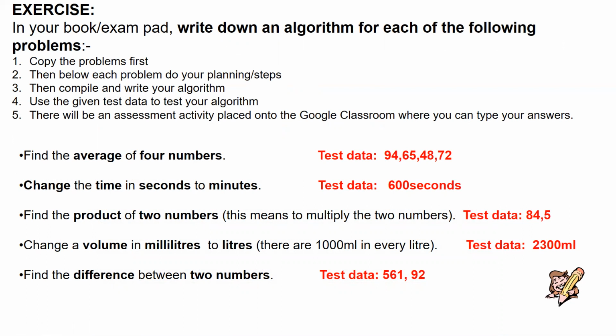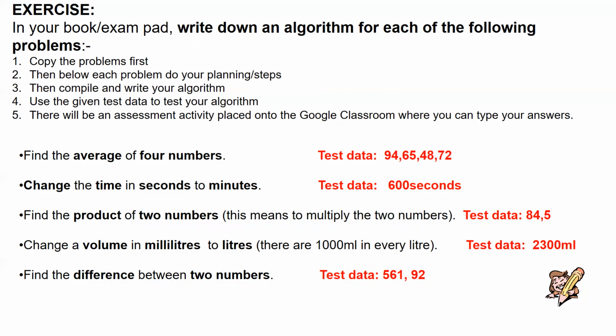In your book or your exam pad, write down an algorithm for each of the following problems. Copy the problems first. Then below each problem, do your planning, your steps. Then compile and write your algorithm. Use the given test data to test your algorithm. There will be an assessment activity placed on the Google Classroom and other URLs which will be provided to you, where you can type your answers.